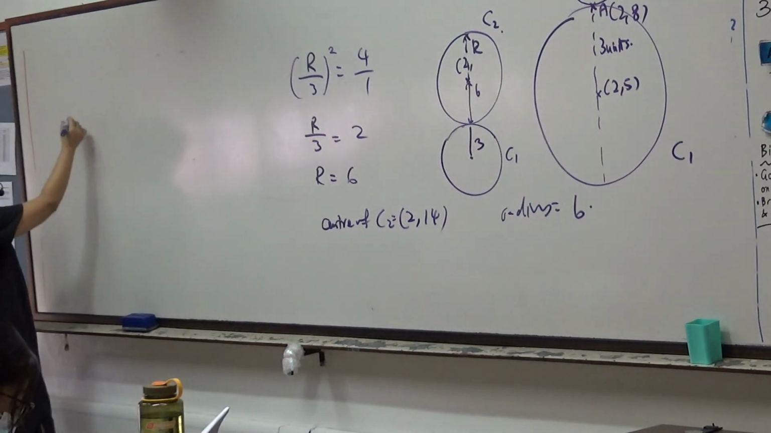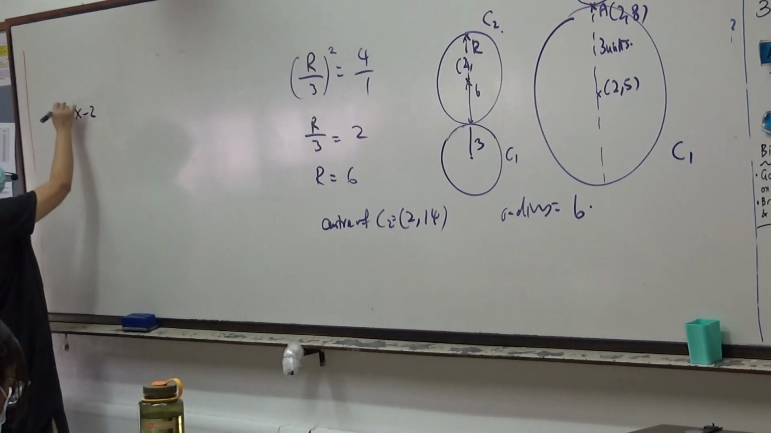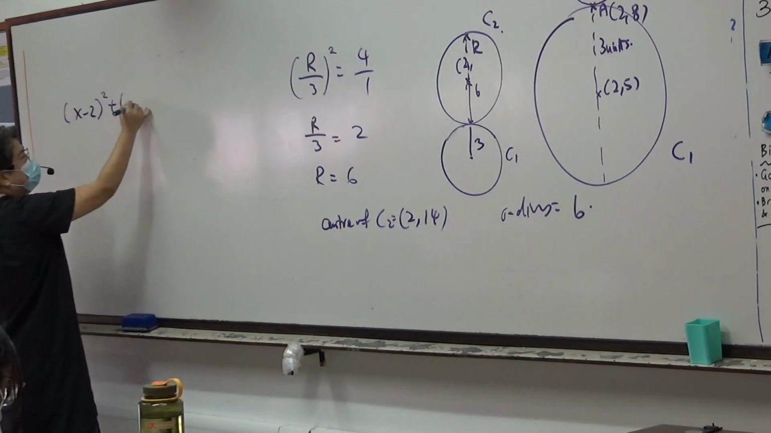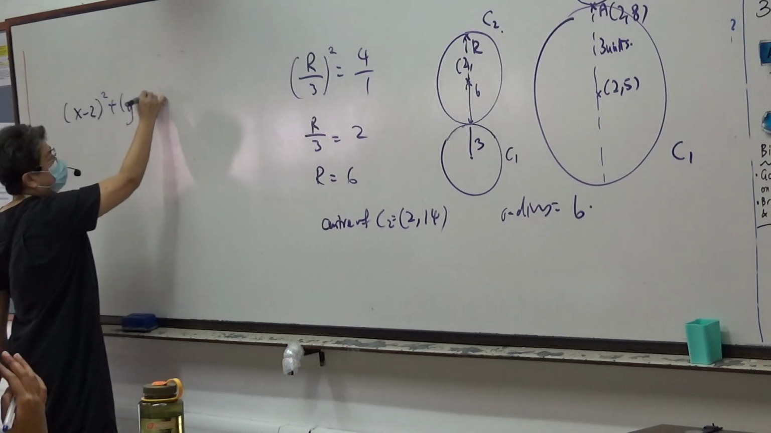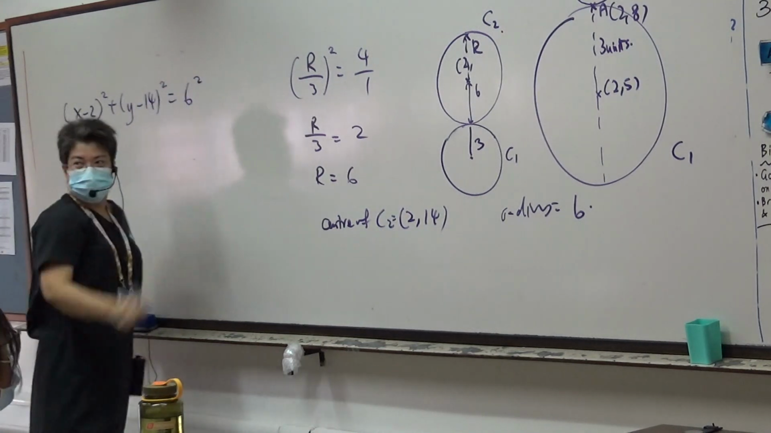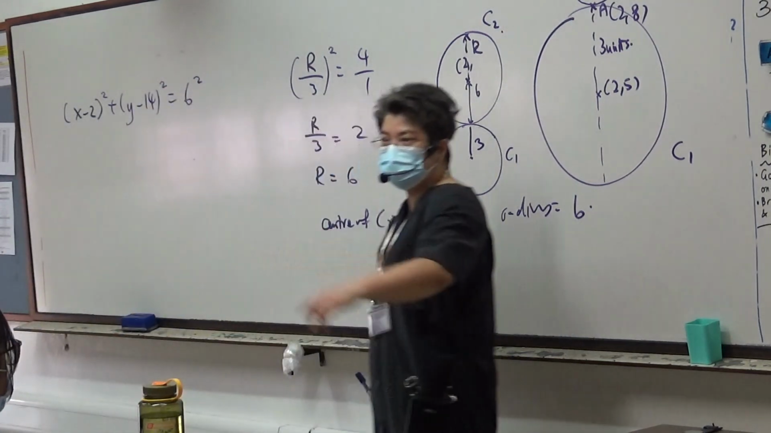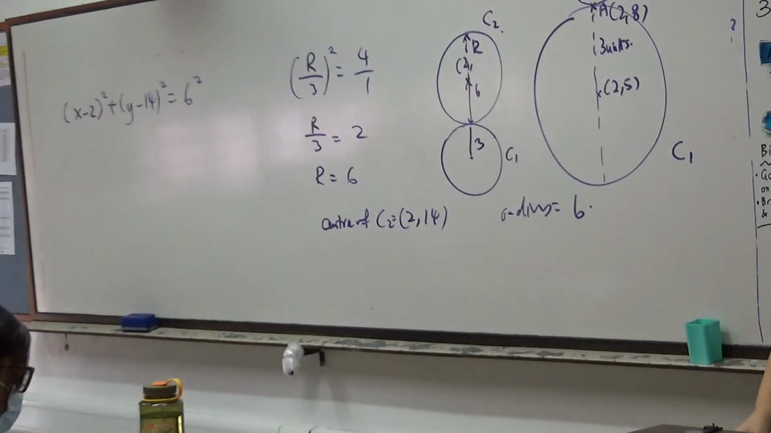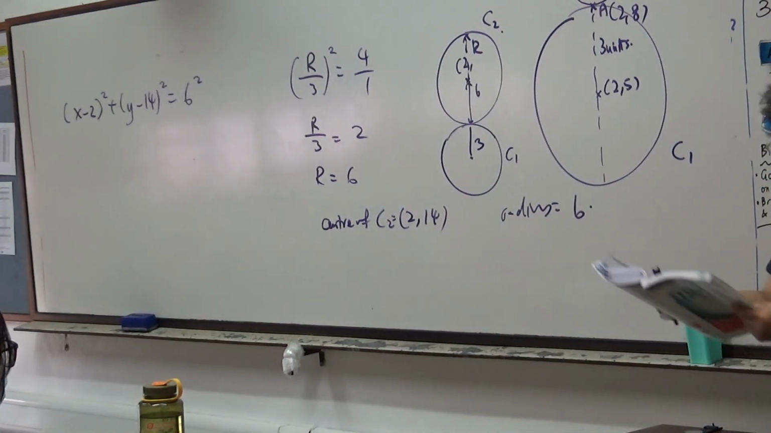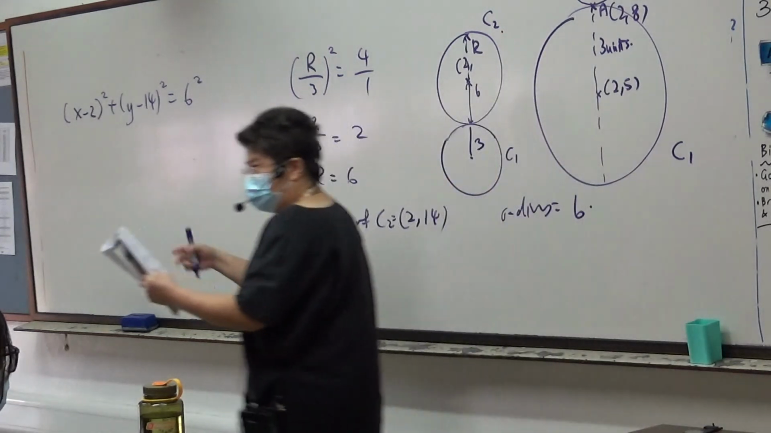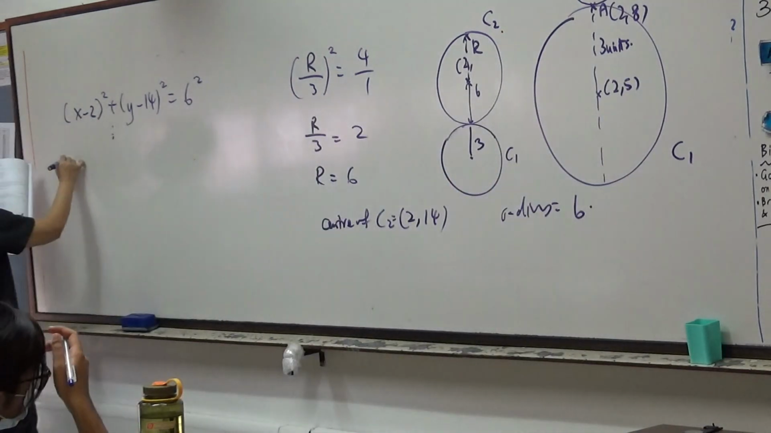Okay, all of you look up. So (x minus 2) squared plus (y minus 14) squared equals 6 squared, am I right? This will be the standard form. Everybody clear? Then I will expand this, correct? Now I'm going to skip the step of expanding. So the answer will be this.